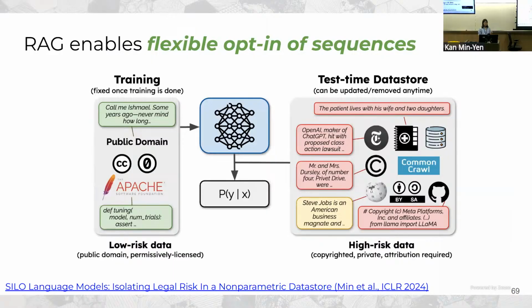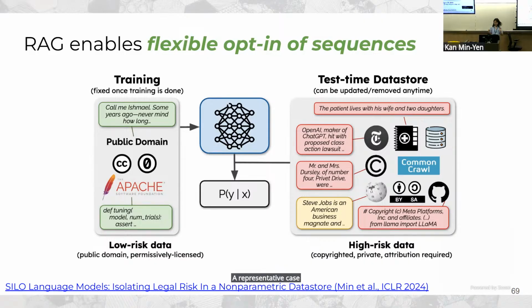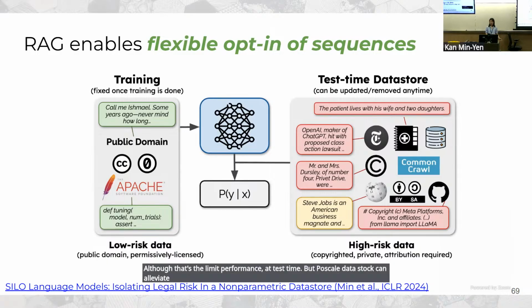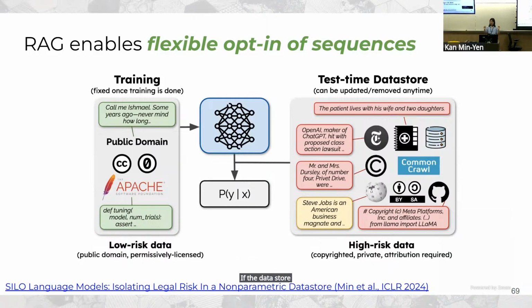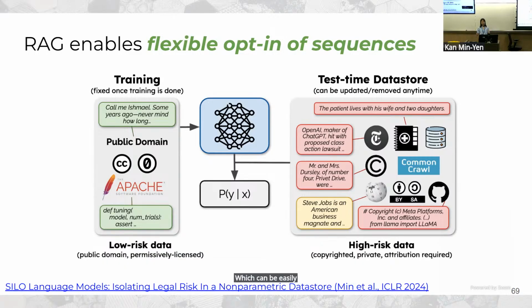Third, RAG enables flexible opt-in and opt-out of sequences. We return to the parametric language models as a representative case. During training time, we can use only public domain, permissively licensed data. Although that will limit performance, at test time, the large-scale data store can alleviate all the issues. If the data store is large enough, we can keep the copyrighted, private, attribution-required data in this huge test time data store, which can be easily updated or removed anytime without hurting the performance of the model.